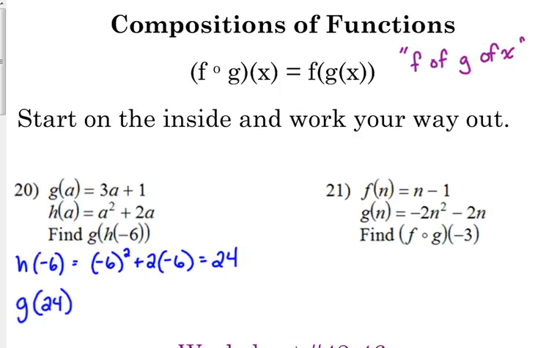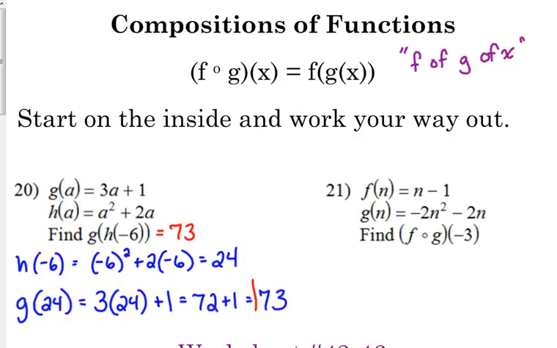Okay, we're working our way out. We did the h of negative 6, we got 24 for it, so we're going to plug that into g. So our g of x function is 3 times 24 plus 1. So 3 times 24 is 72. 72 plus 1 is 73. So g of h of negative 6 is 73. If you want to go back up and write that on the second line where I've got g of h of negative 6, that's fine. That's up to you.